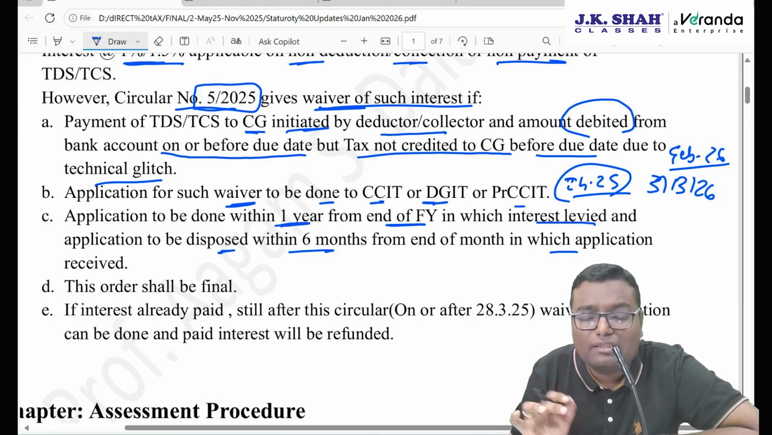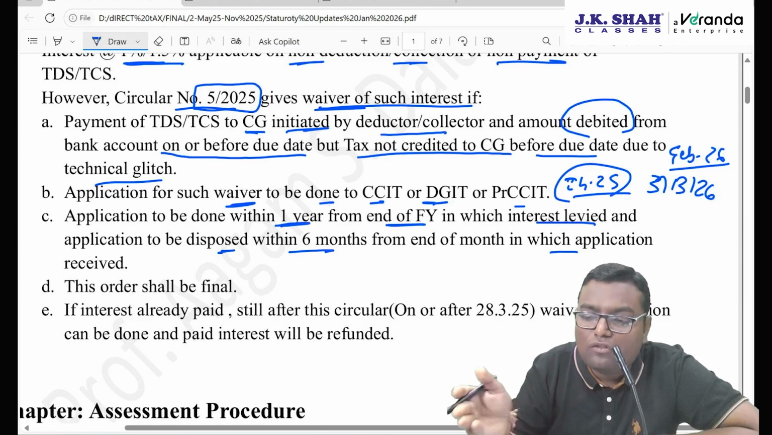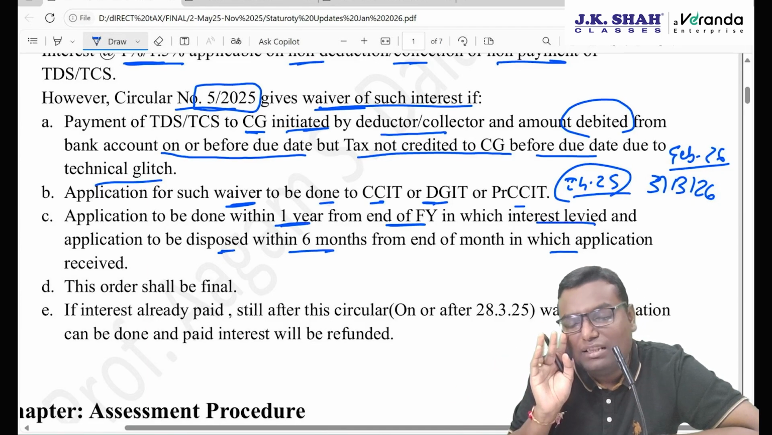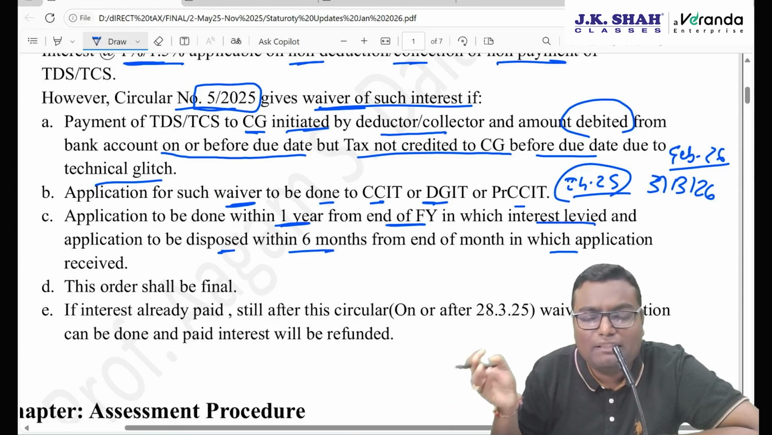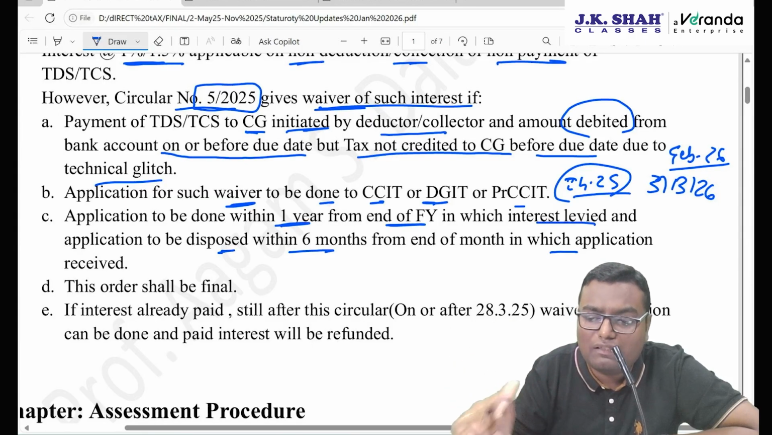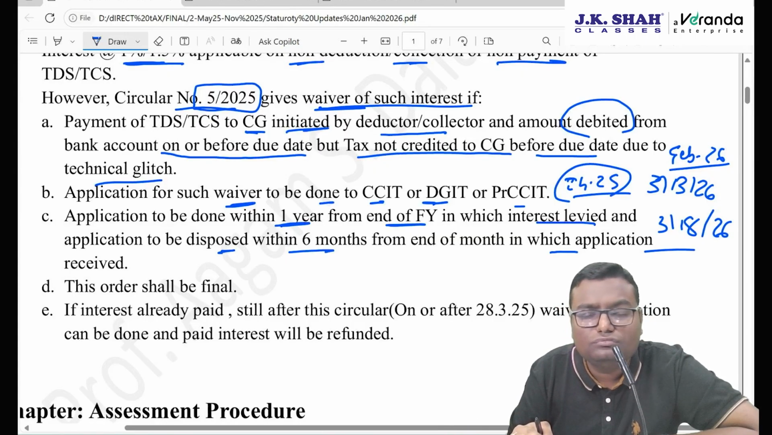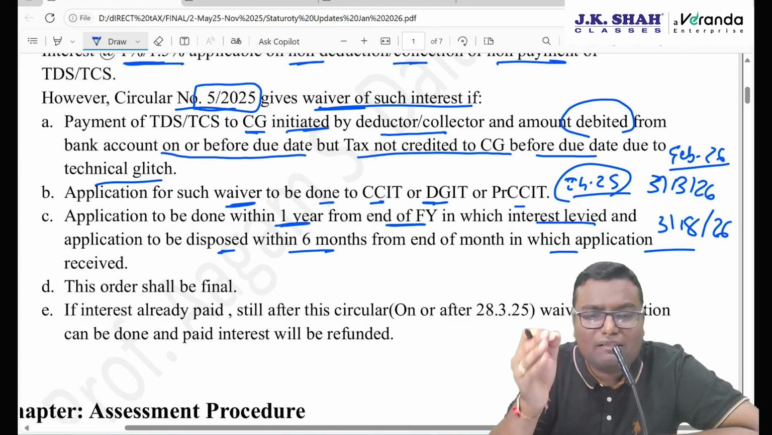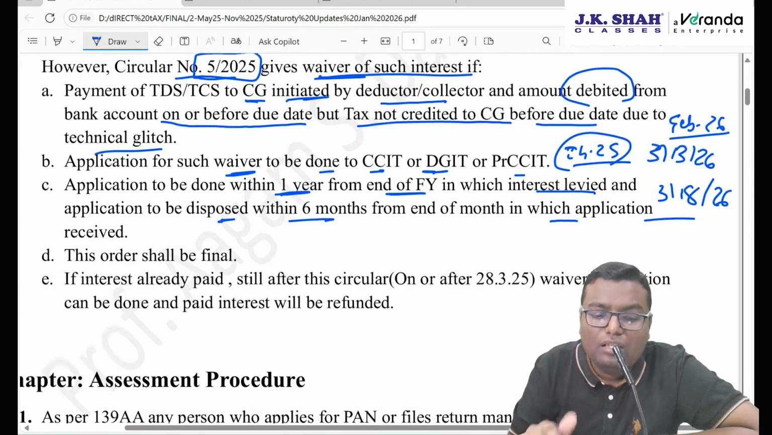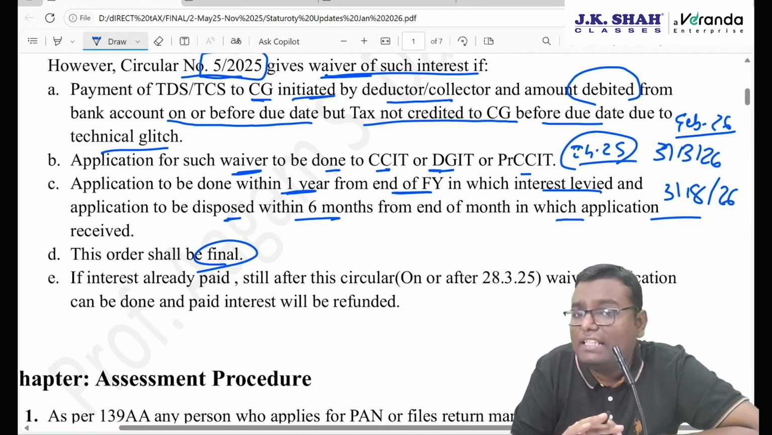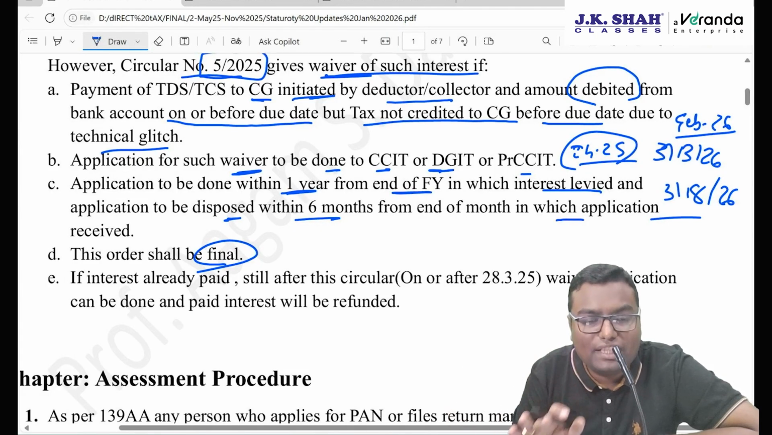The order has to be passed within 6 months from the end of the month in which the application is done. So February 26 is the month in which I have done the application. So 6 months will be completed on March, April, May, June, July, August: 31st August 2026. 31st August 2026 will be the last date up to which this authority has to pass the order. This order shall be final. It cannot be appealed. So you cannot do any kind of appeal against acceptance or rejection afterwards.